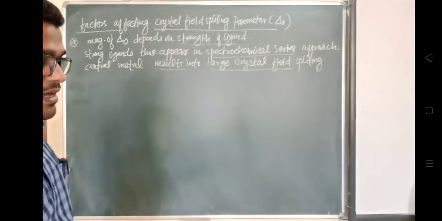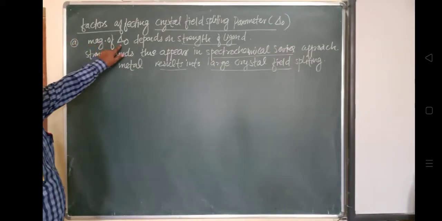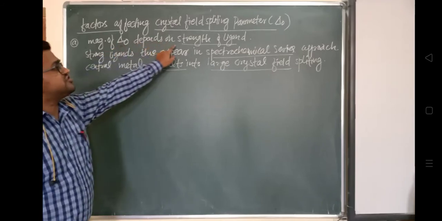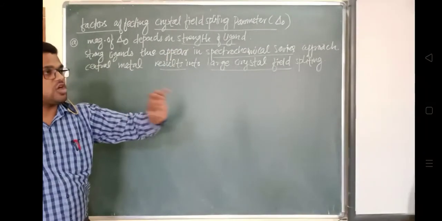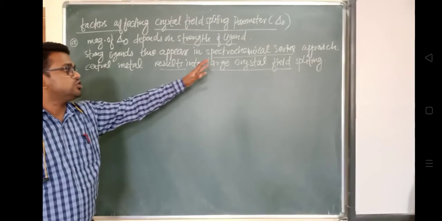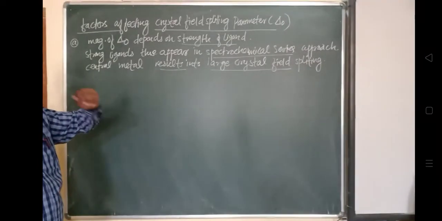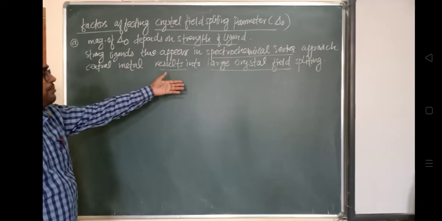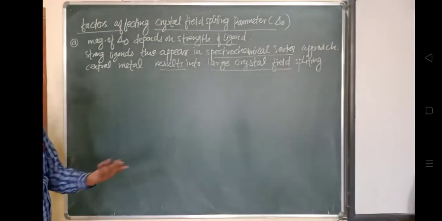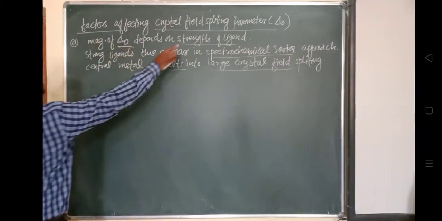So that's why the magnitude of delta naught, that is the magnitude of the crystal field splitting parameter, depends directly on the strength of the ligand. Strength of ligand जितनी ज्यादा होगी उतना ज्यादा large crystal field splitting होगा. अगर strength ही कम है, weak field ligand है, then this will have a smaller crystal field splitting value, smaller रहेगी. So this delta naught depends directly on the strength of the ligand.